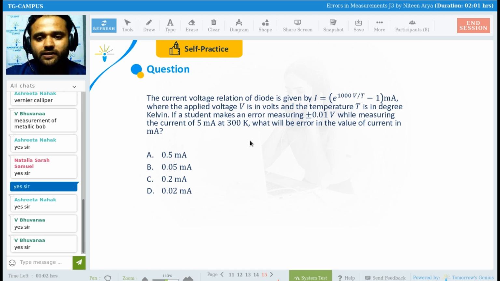Find this. The current voltage relation of a diode is given by this: I equals to this milliampere, where the voltage V is in volts, temperature T in degree Kelvin. If a student makes an error measuring this much in voltage, the current of 5 ampere at this Kelvin, what will be the error in the value of current in milliampere?